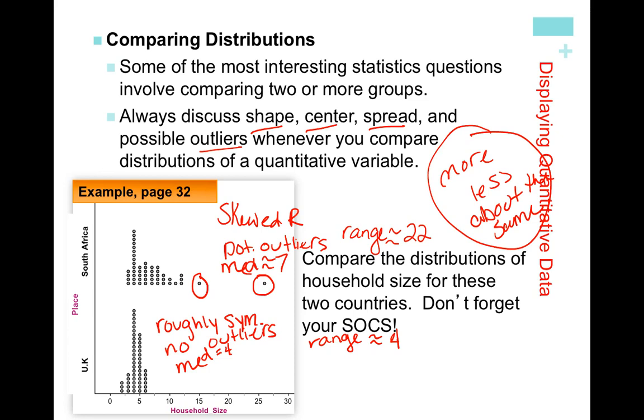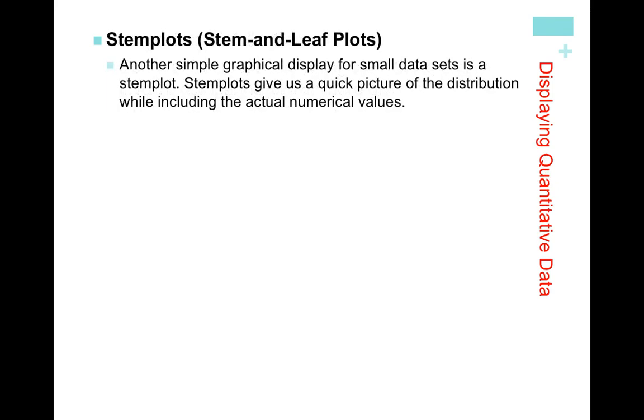We then can compare those median values. So median household size in South Africa is much higher at about 7 than it is in the UK at about 4. And then there's much more variability or a larger spread in South Africa than there is in the UK, with a range of about 22 versus 4.